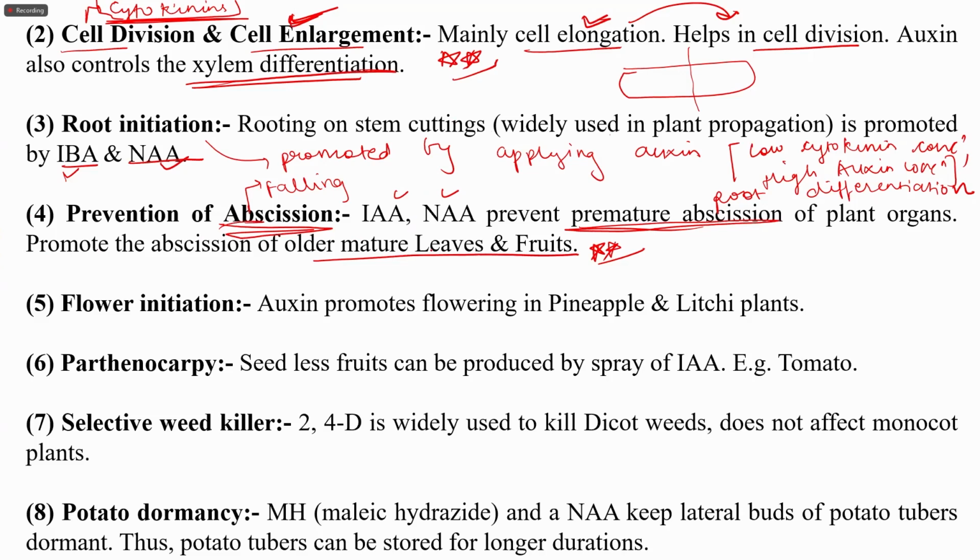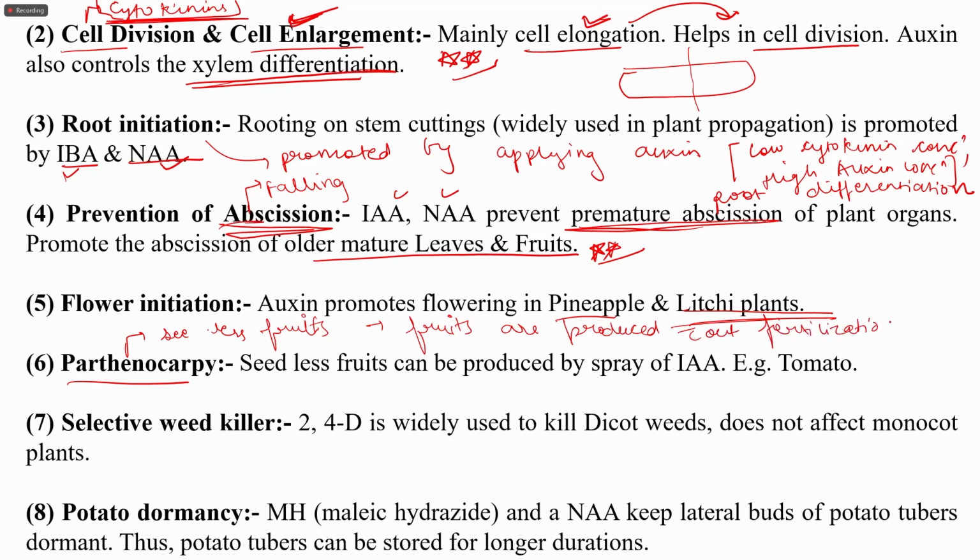Flower initiation. So auxin promotes flowering in pineapple and lychee plants. Therefore, it is also very important from the commercial point of view. Parthenocarpy, that is seedless fruits, where fruits are produced without fertilization of ovule. Fine. So parthenocarpy, which is seedless fruits, can be produced by spray of IAA, and an example includes tomato.